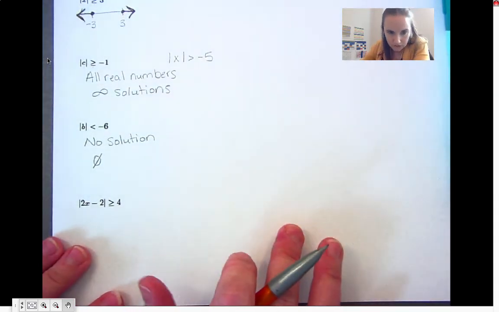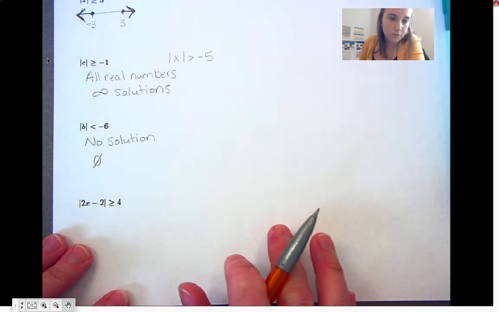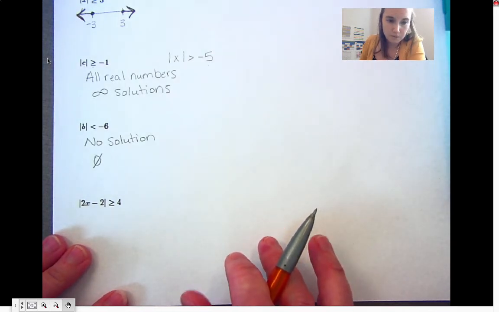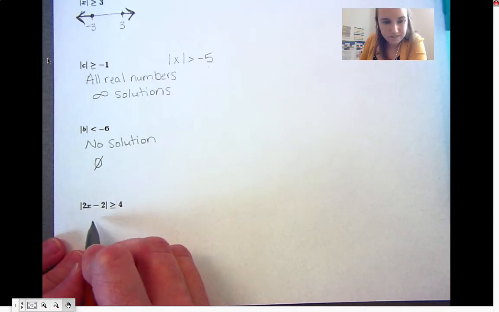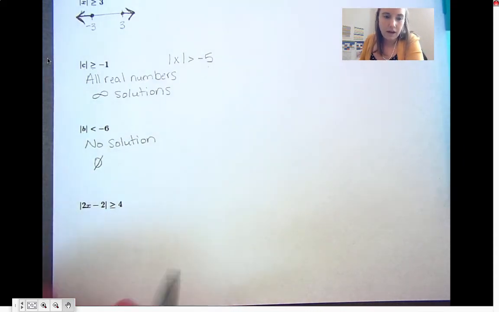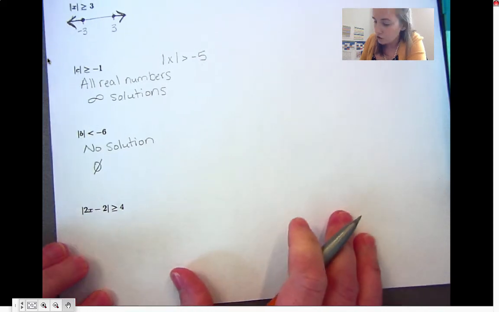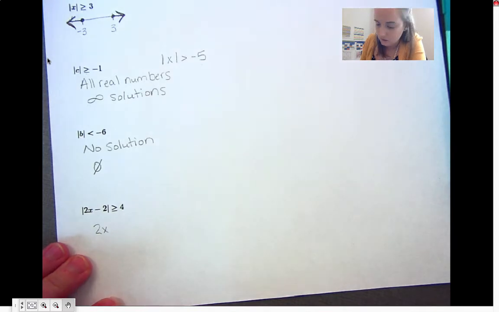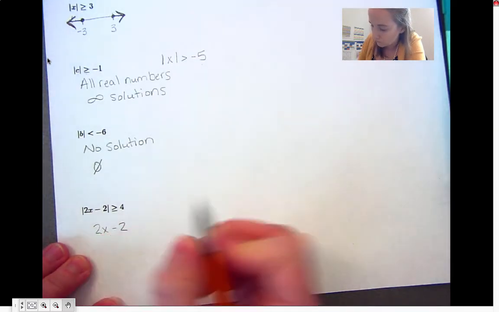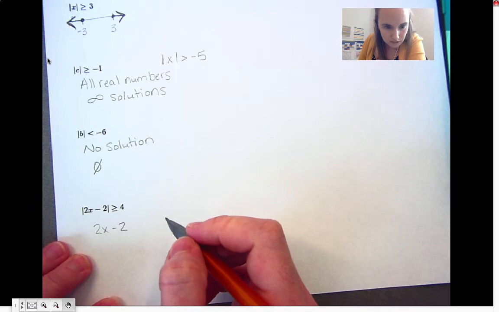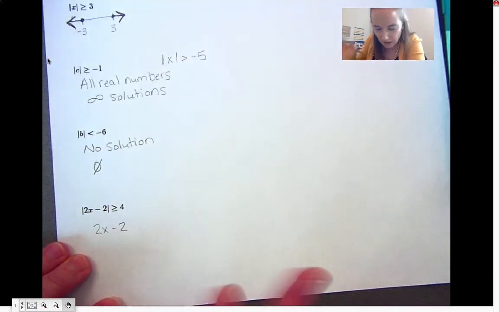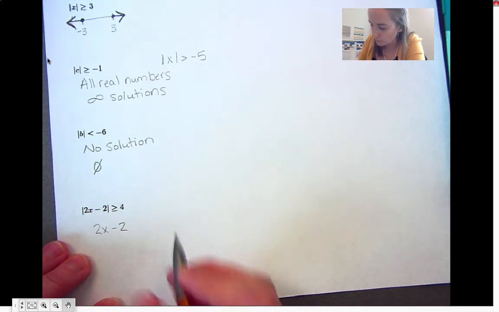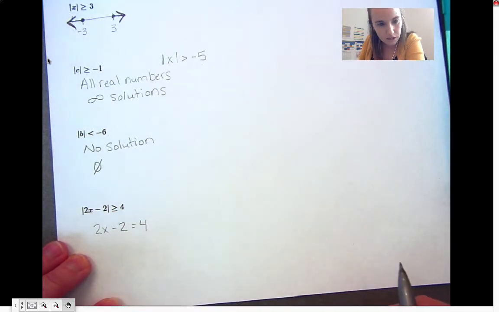And then last but not least, actually we have another problem on the back too. In this problem, you want to set up the two equations, I think about it as doing the two equations like you would have done with equal signs, but this time it's just with inequalities. So we will do 2x, notice that the absolute value is already isolated, 2x minus 2, and I'm just going to set it up as equal to, because I don't want to think about the signs and all of that. So I'm going to say equals 4, just make it easier on myself.